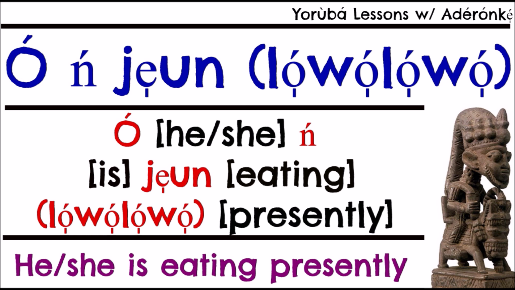But however, if you just want to be on the safe side, like I said, ó ń jẹun lọ́wọ́ or ó ń jẹun lọ́wọ́lọ́wọ́. Like I said, you would hear lọ́wọ́ more often than lọ́wọ́lọ́wọ́. It is the older ones, or lọ́wọ́lọ́wọ́ is just like that, quicker. So ó ń jẹun lọ́wọ́ is he or she is eating presently.